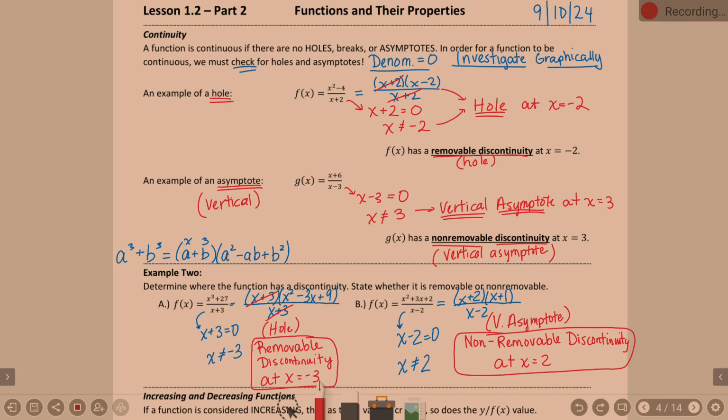Now, when I say it's more obvious, what was this one? X squared plus 3x plus 2 over x minus 2. I'm going to zoom 6 to reset my screen.